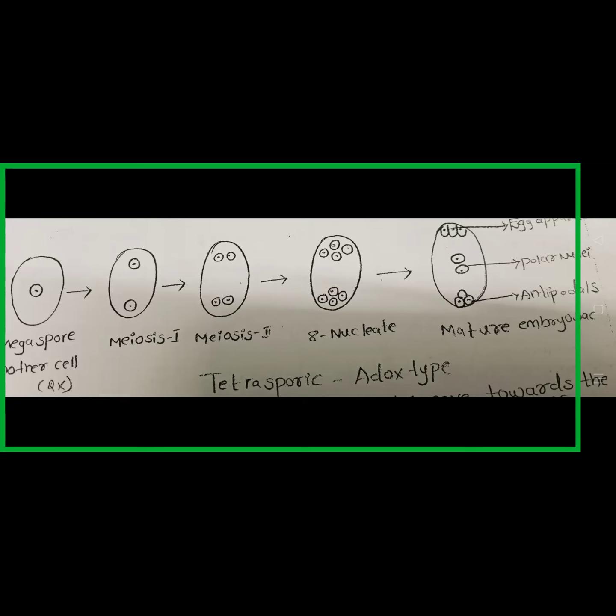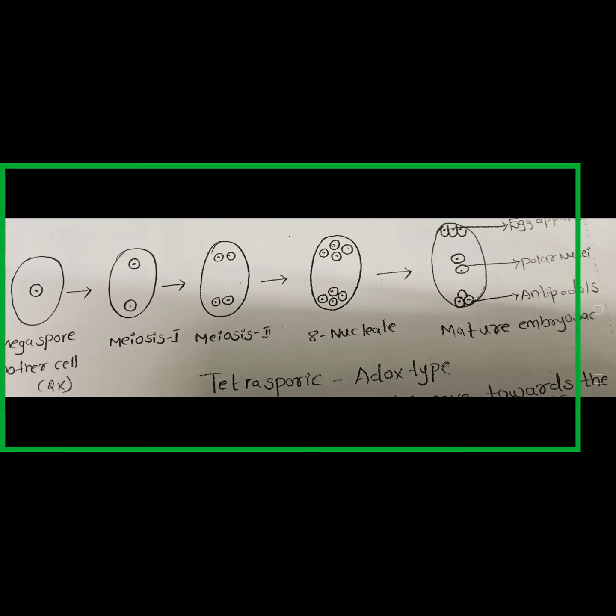But in the Adoxa type, 4 haploid nuclei of the megaspore participate in the formation of the embryo sac. 2 nuclei are at the micropylar end and the other 2 are at the chalazal end. That is, the arrangement is different. We call it the 2+2 arrangement. Then after mitosis 1, these 8 nuclei are developed. Of the 8 nuclei, one from each side comes to the center as the 2 polar nuclei, 3 form the egg apparatus at the micropylar end, and 3 antipodals at the chalazal end. This is the Adoxa type.